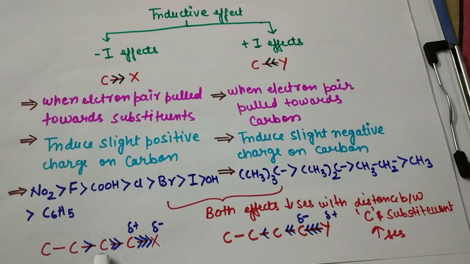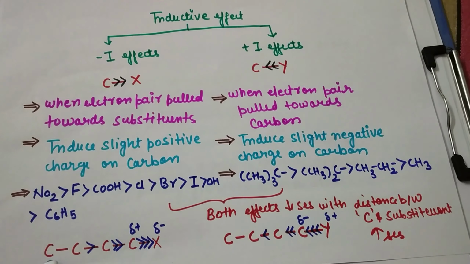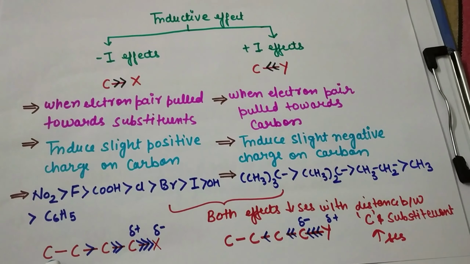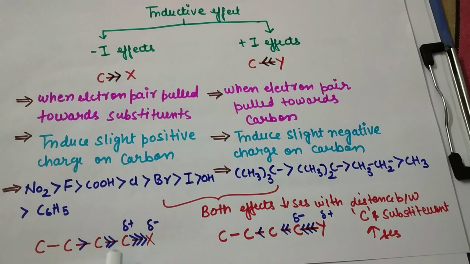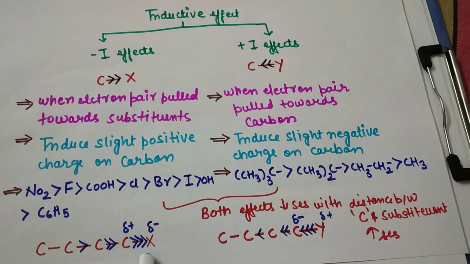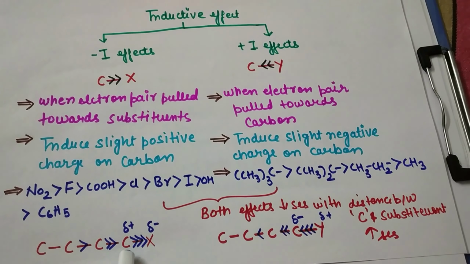But when we move to the second carbon, then also it will somehow produce a minus I effect. Then on the third carbon it will have a minor minus I effect, but on the fourth carbon this effect will be finished. So it means that once the distance between this substituent and the carbon increases, this minus I or inductive effect will decrease.